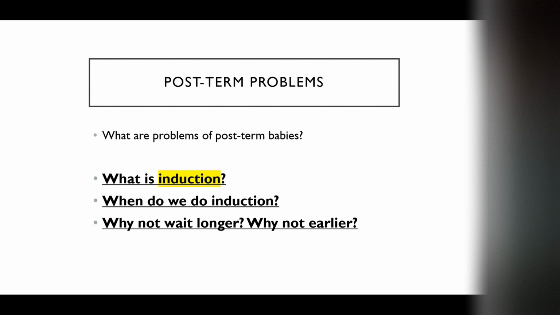Okay, so when we do some induction, the reason is to prevent the placental insufficiency, right? So we said that the post-terms have it. So let's not allow them to go post-term. So post-term is 42 weeks completed. So when would you do the induction again? One more time? 42. 42.